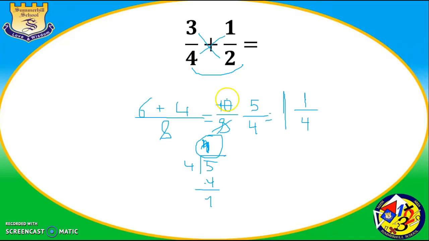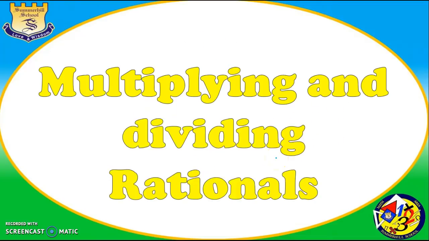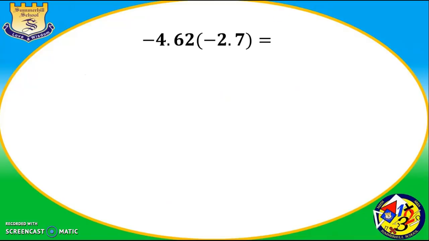I know that some of you prefer to divide here and next simplify the fraction. Yes, do it, but don't forget to simplify the fraction. Now we change to multiply and divide rationals. Here the rules change, they are not the same. The rules here are: same sign, positive; different sign, negative.